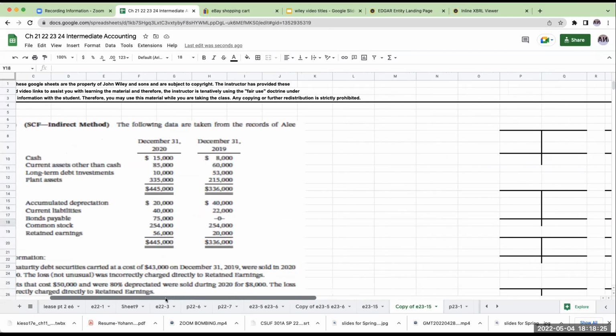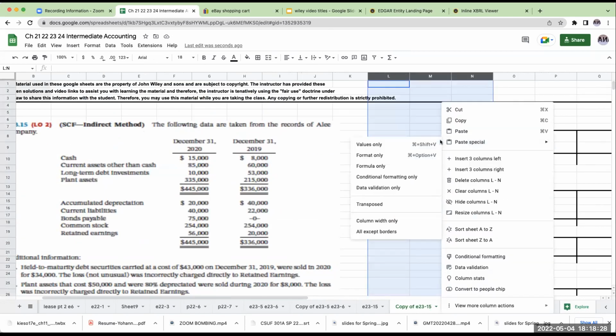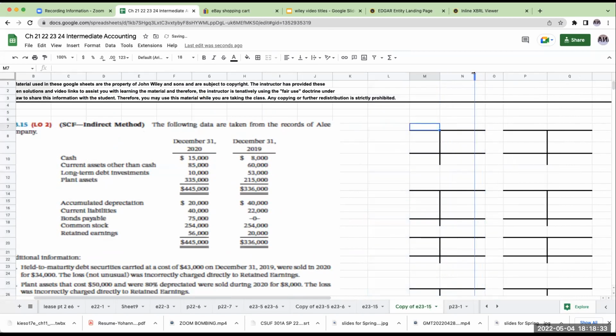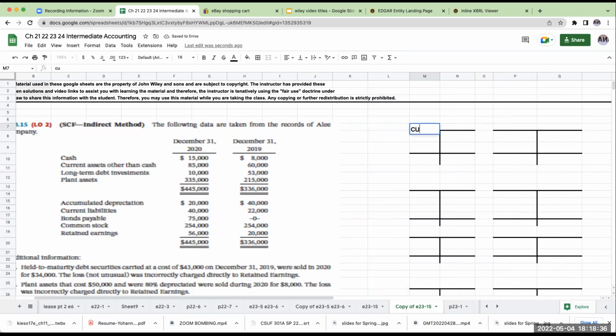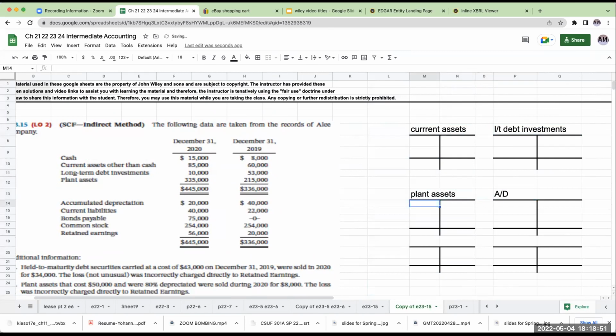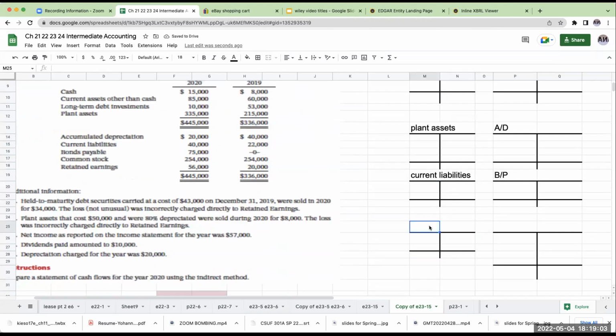The other thing we're going to do is create T accounts for all of our balance sheet accounts. So let's go ahead and do that as well. We're going to have current assets, long-term debt investments, plant assets, accumulated depreciation, current liabilities, bonds payable, common stock, and retained earnings.